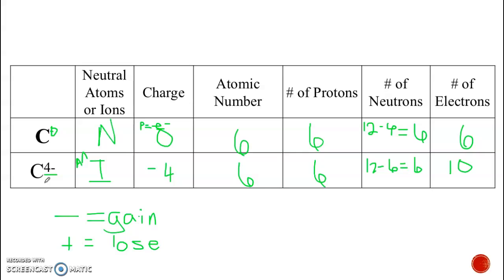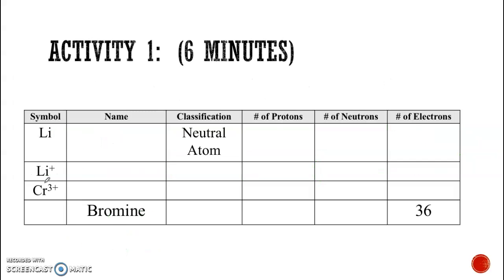All right, let's go ahead and try another one. I know it says activity 1, but we're just going to do it right here. So, we have lithium. The name would be just Li, which would be lithium. It's a neutral atom. So if it's a neutral, that means my number of protons would be equal to my number of electrons, and lithium happens to be the third element. So it's going to be 3.